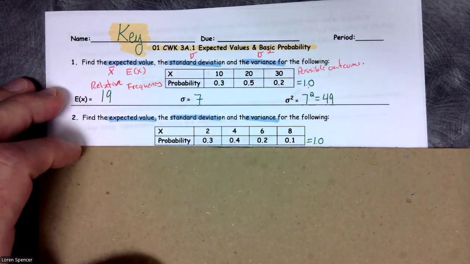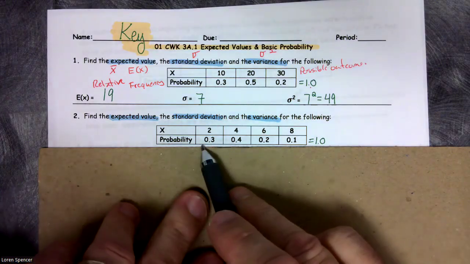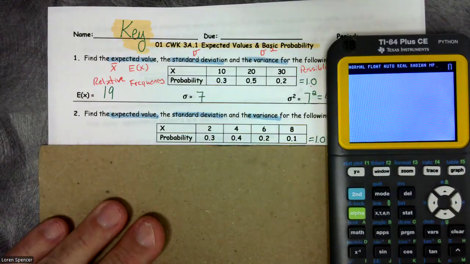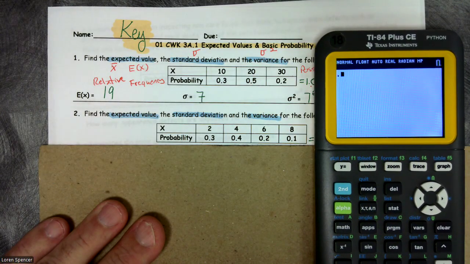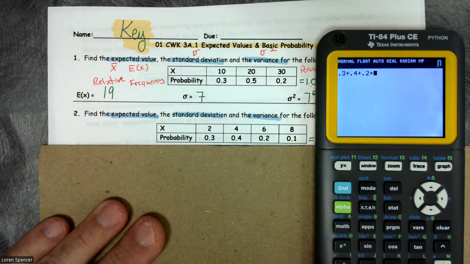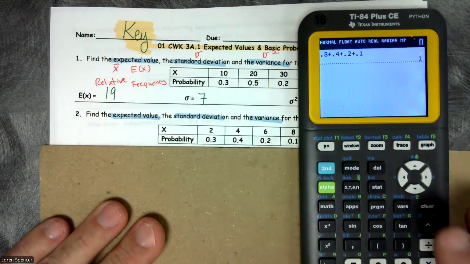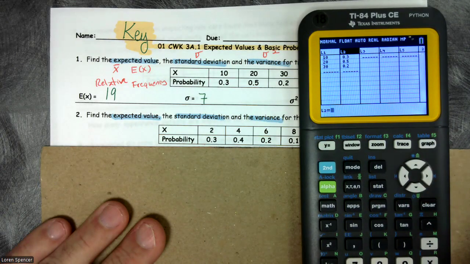Find the expected value and standard deviation and variance for the following. Once again, let's check to see that these frequencies do, in fact, add up to 1, because all valid probability distributions have to add up to 1. So 0.3 plus 0.4 plus 0.2 plus 0.1. Hey, it's a valid probability distribution. So let's go ahead and enter this. We're going to press Stat, Edit's highlighted, press Enter, and clear out the stuff from the last problem.